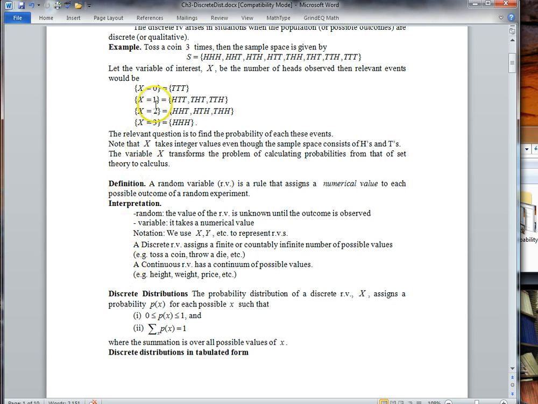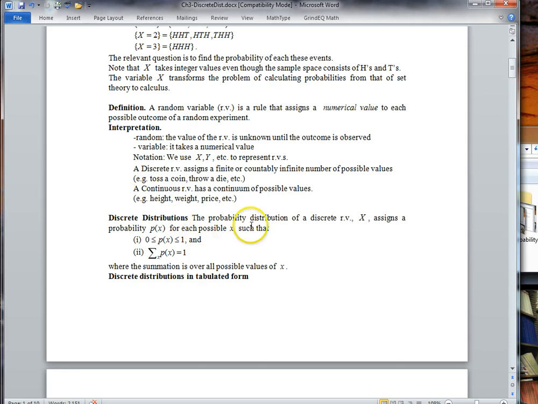So each random variable has a set of possible values and probabilities, and the set of probabilities is called the distribution of that random variable, or probability mass function of that random variable. And that's the definition. The probability distribution of a discrete random variable X assigns a probability p(x) for each possible value, such that, of course, probabilities have to be between 0 and 1, and they add up to 1. If we have a small number of these values, we can tabulate them.